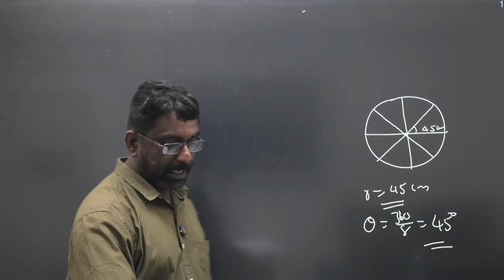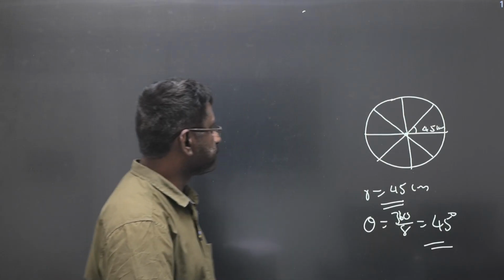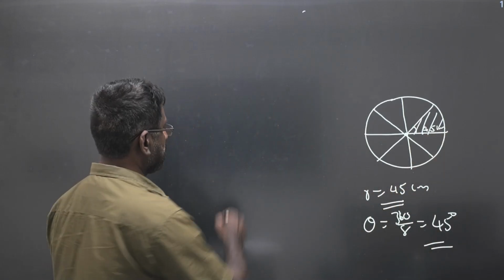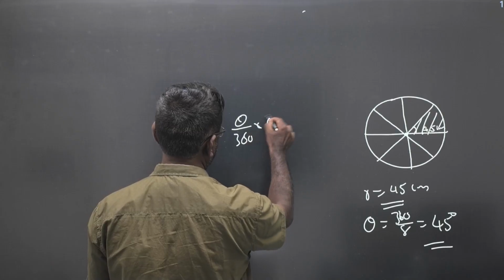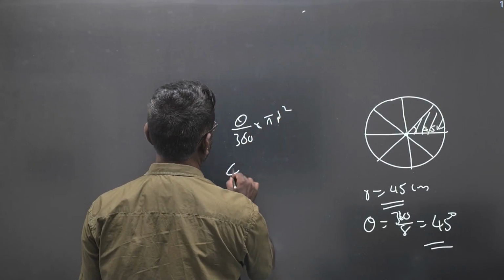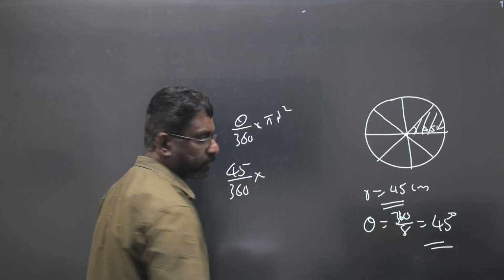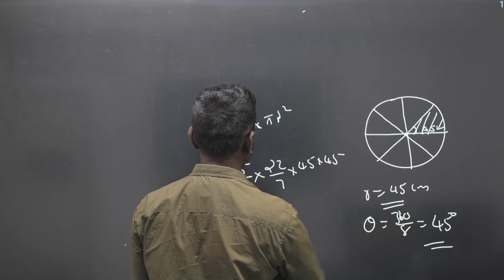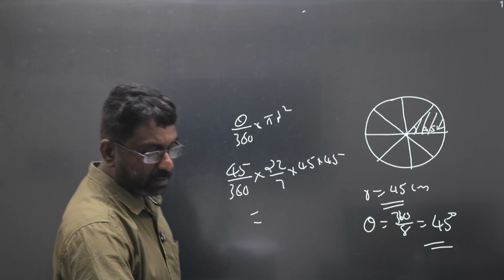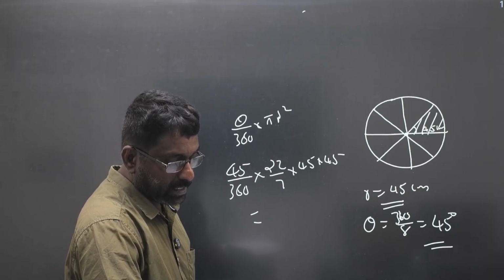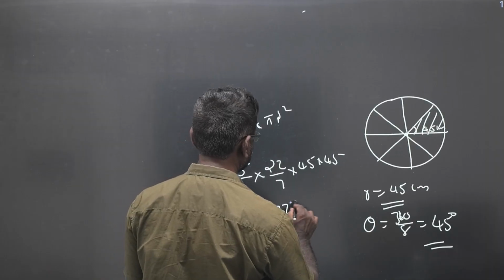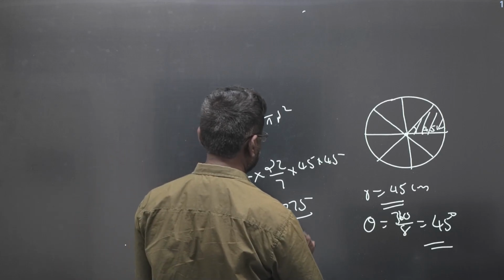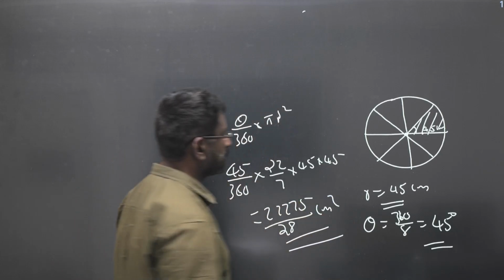Then area of the one sector, this portion. Suppose what will be the area of this portion? Area of sector, the formula is theta divided by 360 into pi r square. What is theta? 45. 45 divided by 360 into pi r square, that is 22 by 7 into 45 into 45. Simplifying this, you will get the answer 22275 divided by 28. This is the answer of this question.